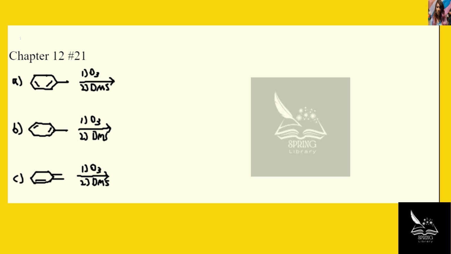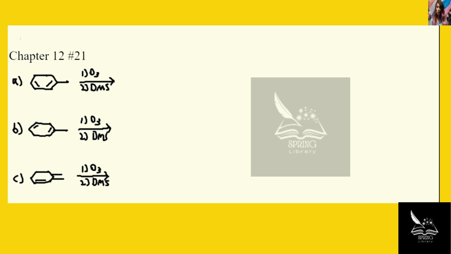This is the answer to Chapter 12, problem number 21 from the Smith Organic Chemistry textbook. This problem gives us three molecules with multiple alkenes in them, multiple double bonds, and asks us to treat each of them with ozone followed by dimethyl sulfide, and to predict the products.